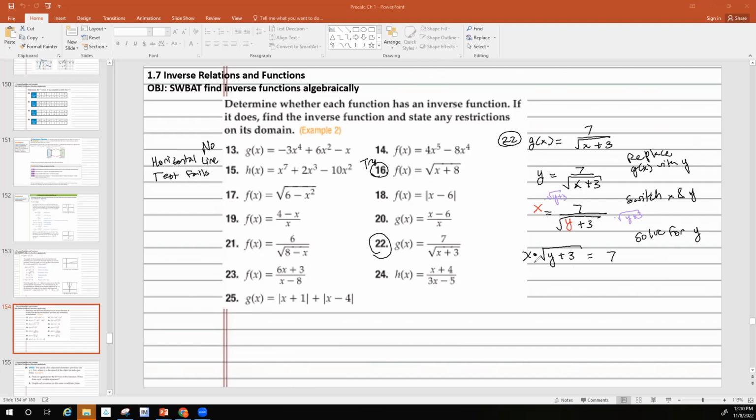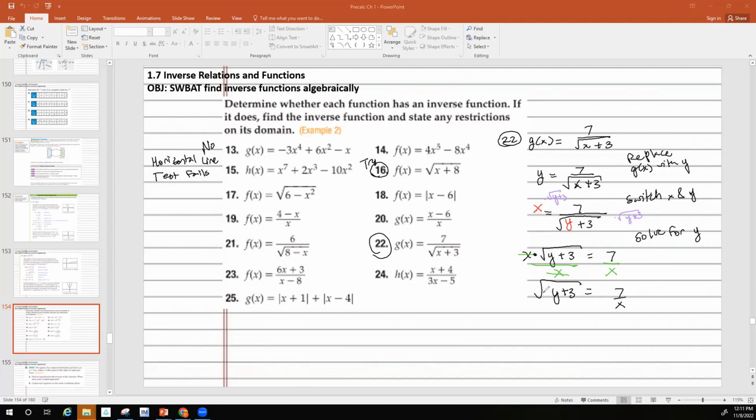All right. And then, because it has that radical, we want to get the radical by itself. So we're going to get rid of this times x. How do you get rid of that times x? The opposite of multiplying is dividing. You just do opposite operations, inverse operations. So we're going to divide both sides by x. These cancel out and we get square root of y plus 3 equals 7 over x.